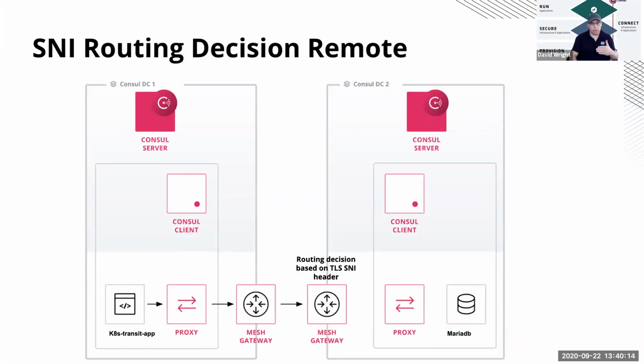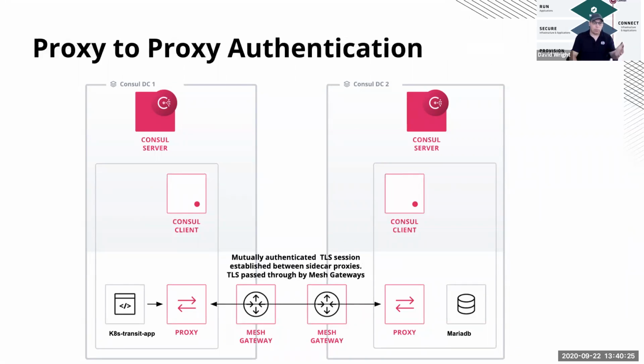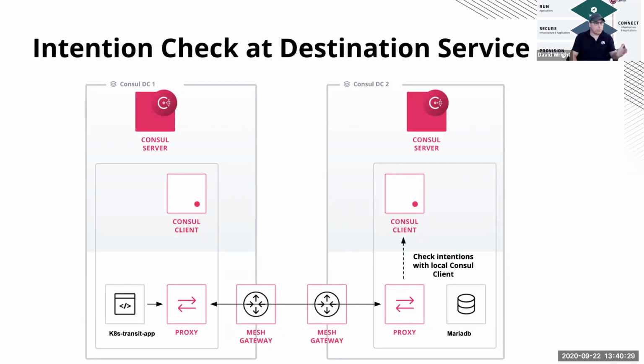corresponding gateway on the other data center then makes the routing decision based on that incoming header. It passes it to that local sidecar proxy in a reverse of what we've just done, and then starts a mutual session between those two proxies. Then we make a check to make sure that there is a security role. So this is our intention and that firewalling element that I talked about. And this then checks to see whether we can actually make that local connection.